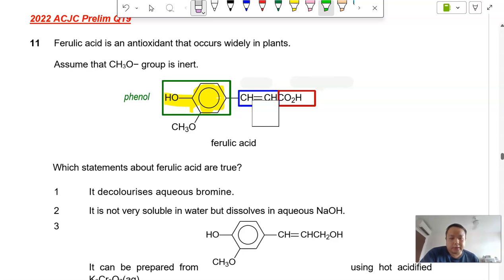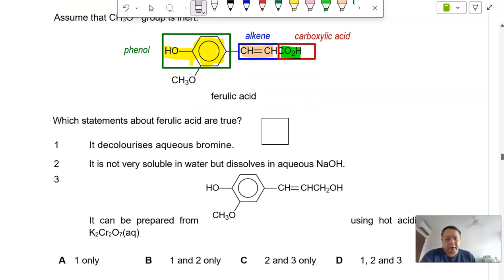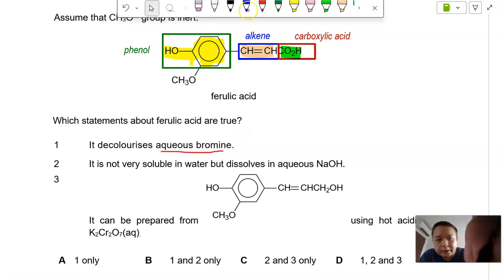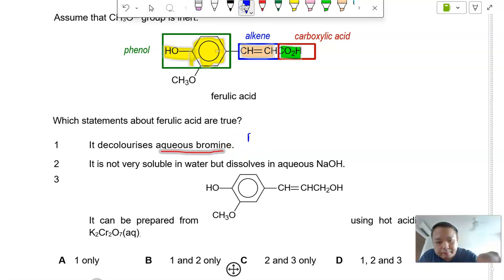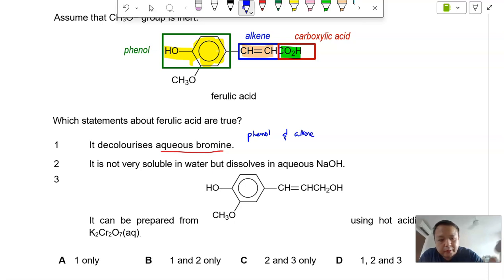The C=C double bond over here is an alkene. And last but not least, we have COOH, which is a carboxylic acid. So now that we have identified the functional groups, we can look at the reactions. Can it decolorize aqueous bromine? Yes. Why? Because both the phenol and the alkene will react with aqueous bromine.